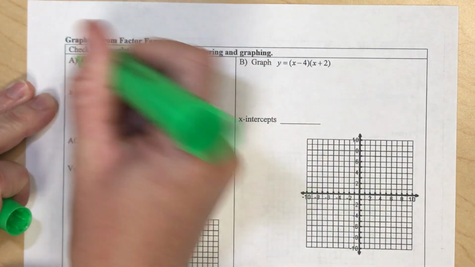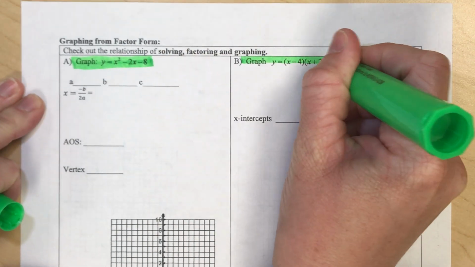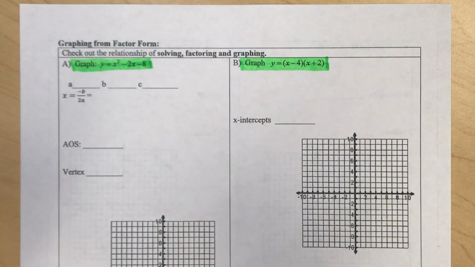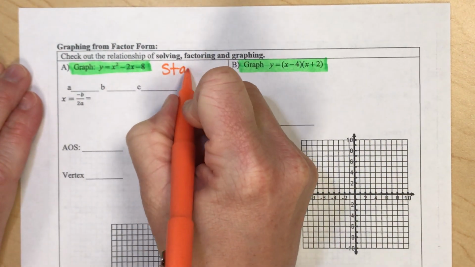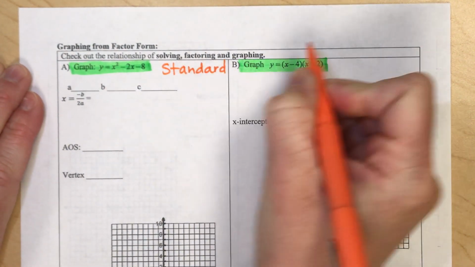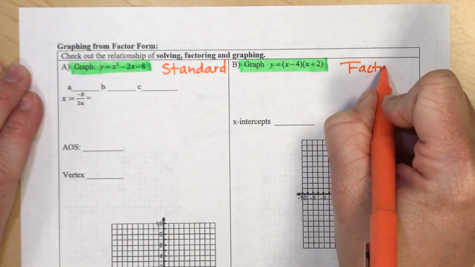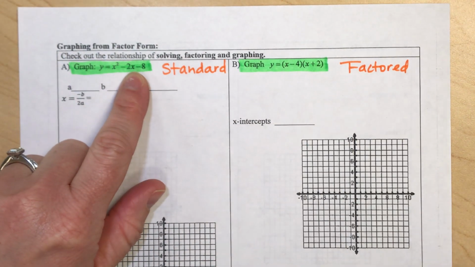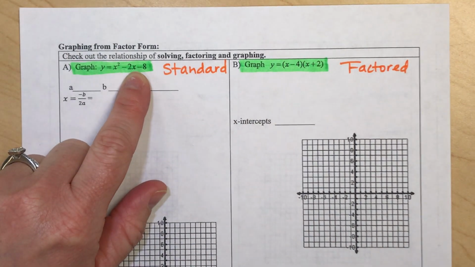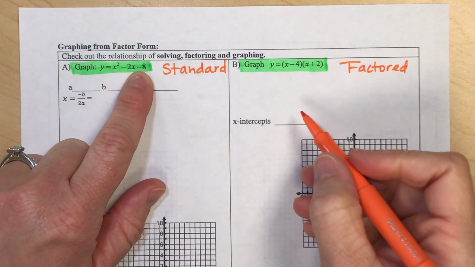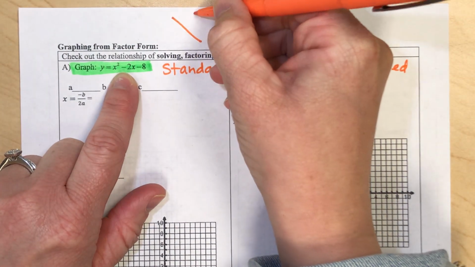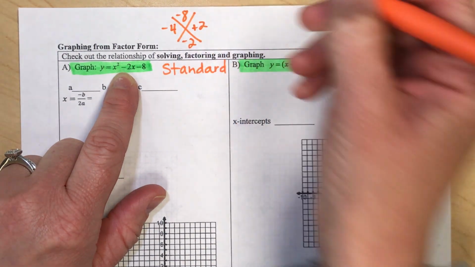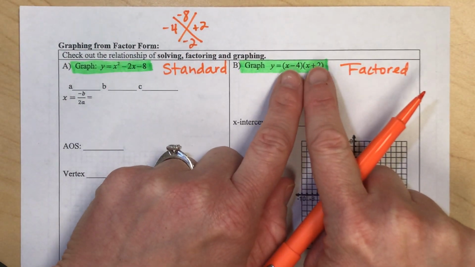So real quick, I just want to highlight a couple things. Here's our function at the top, and I want to make note that this is our standard form, and this is our factored form. Now, two numbers that multiply to make -8 and add to make -2 will be a -4 and a +2, and notice how those numbers show up in your factors here.